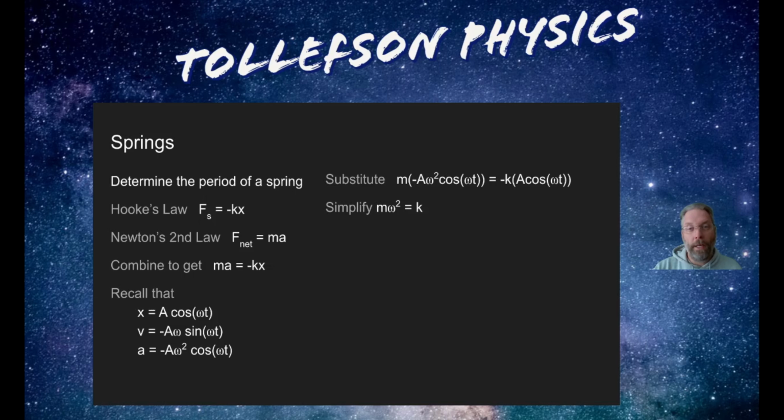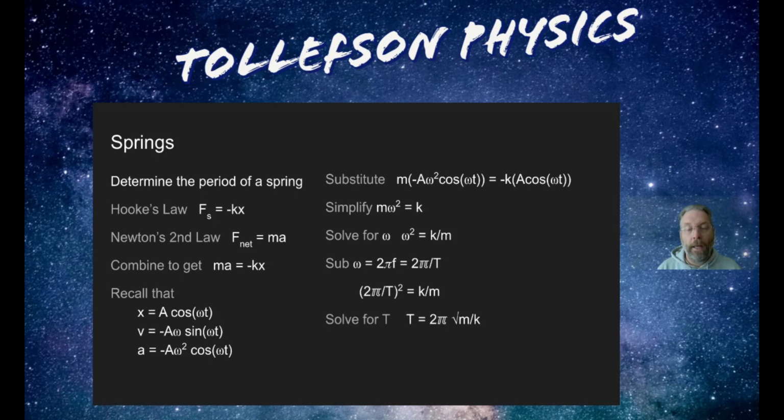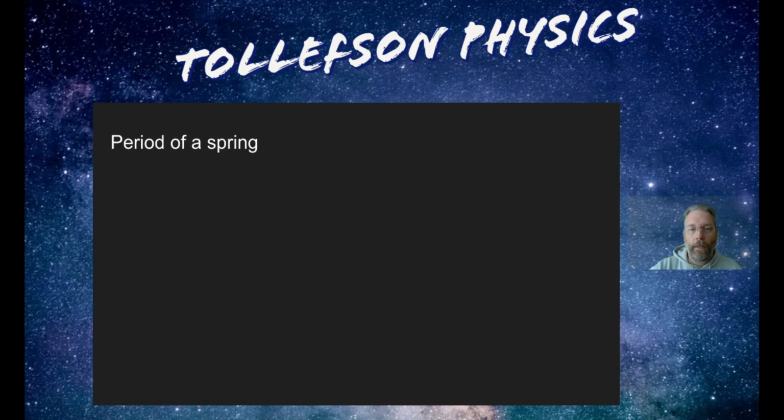Well, we want to know the period, so let's recall what the angular velocity is defined as. Angular velocity is 2 pi f, but I don't want the frequency, I want the period. Just remember, frequency is the reciprocal of period. So omega equals 2 pi divided by the period. Now I substitute that in the place for omega squared, and then I solve for T. What we end up with is the period equals 2 pi times the square root of mass over the spring constant. All right, so does that make sense?